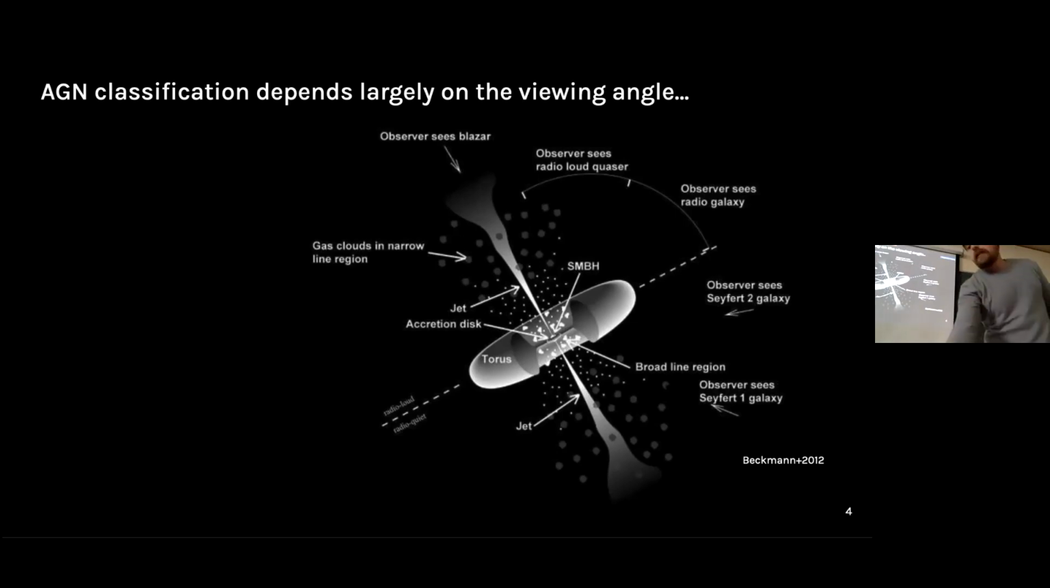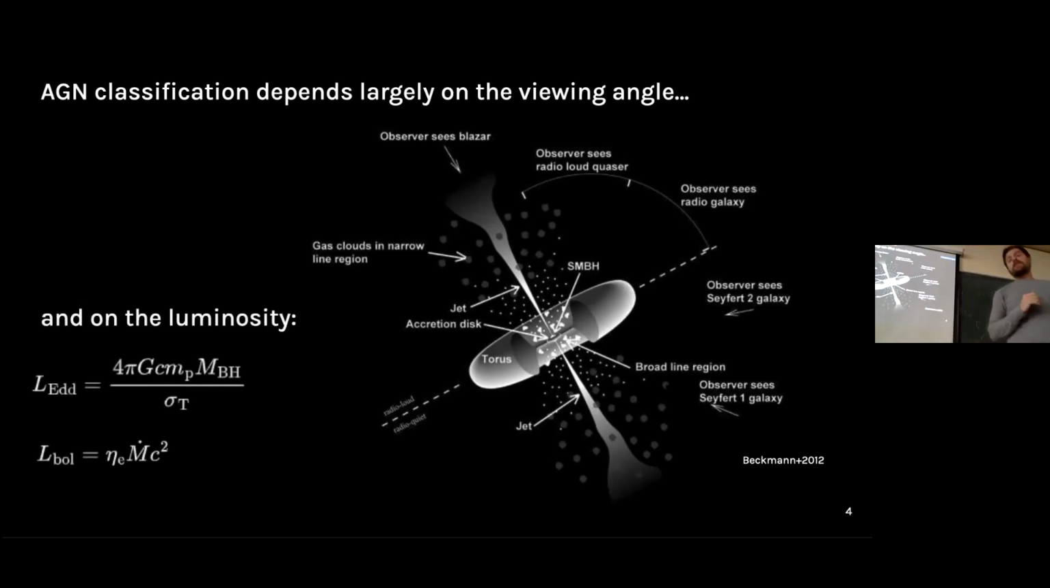But the classification also depends on the luminosity, and I list here two important equations: the Eddington luminosity and the bolometric luminosity. And depending on this classification, we have radio loud galaxies where we see the jet, and also radio quiet galaxies. Depending on this luminosity, we can have, for example, Seyfert galaxies, which I mentioned because, as we will see, 3C84 is one of those galaxies, called a Seyfert 1.5.